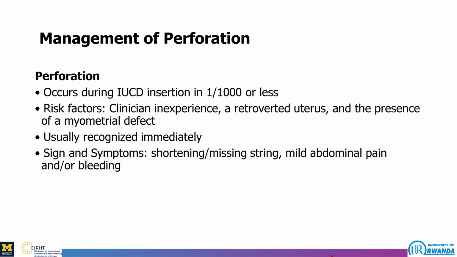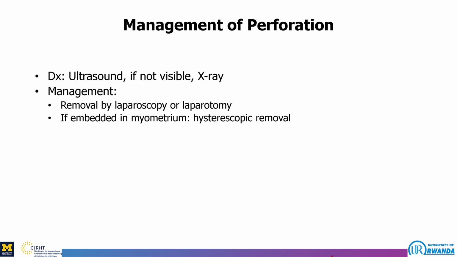The signs and symptoms may include shortening or missing string. Sometimes the patient may also complain of abdominal pain and or bleeding. The diagnosis can be done through the use of an ultrasound. If not visible, then we may perform an X-ray like we have said earlier. Then in the management, removal by laparoscopy or laparotomy may be done. If the intrauterine contraceptive device is deeply embedded into the myometrium of the uterus, then we may perform a hysteroscopic removal of the IUCD.